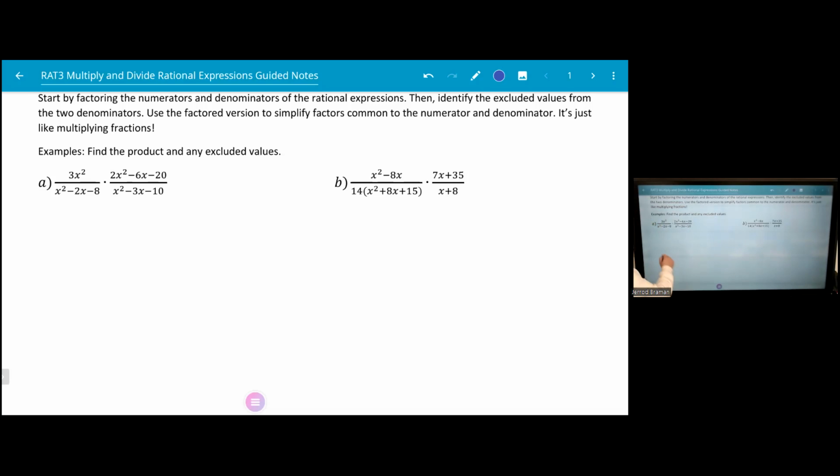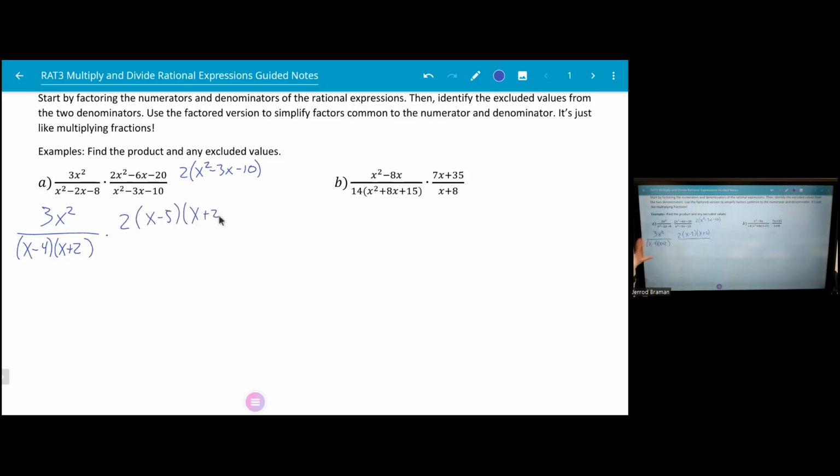If I start and look at 3x squared, I'll give you that one. It's just 3x squared. In my denominator, though, I have x squared minus 2x minus 8. What multiplies to negative 8 and adds to negative 2? That would be x minus 4 times x plus 2. Multiplying here, oh, this one's got a GCF. Let me do this one: 2 times x squared minus 3x minus 10. I almost forgot the negative 3x. What multiplies to negative 10 but adds to negative 3? With my 2 in there, that'd be x minus 5, x plus 2.